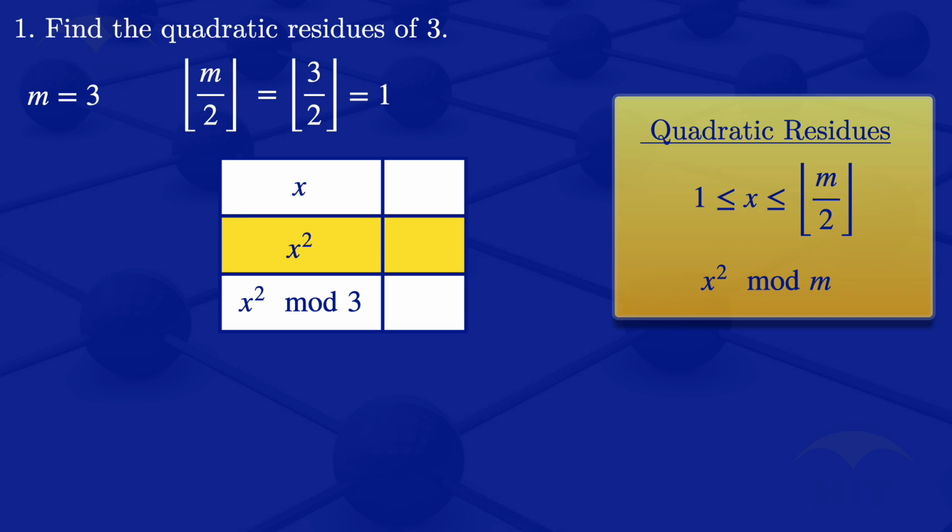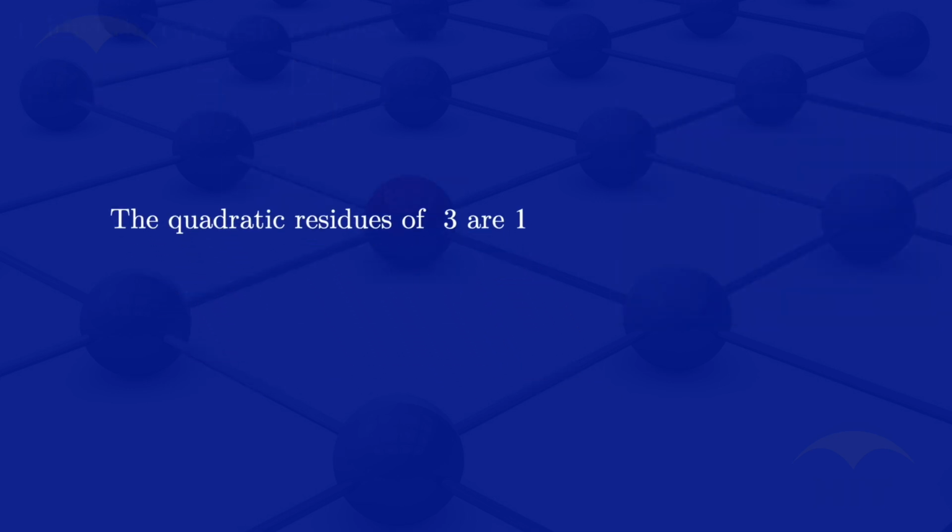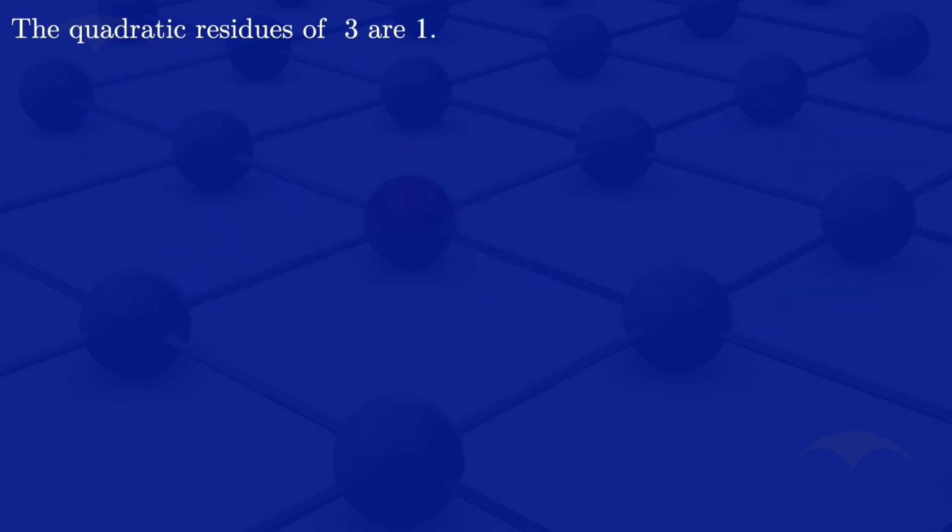So we have our x, we said we are just having one value, it's 1. x squared is 1 squared, which is 1. And then we look at x squared mod 3, the remainder when 1 is divided by 3. So in this case, we just have that the quadratic residues of 3 is the value 1. We just have one value, which is 1.